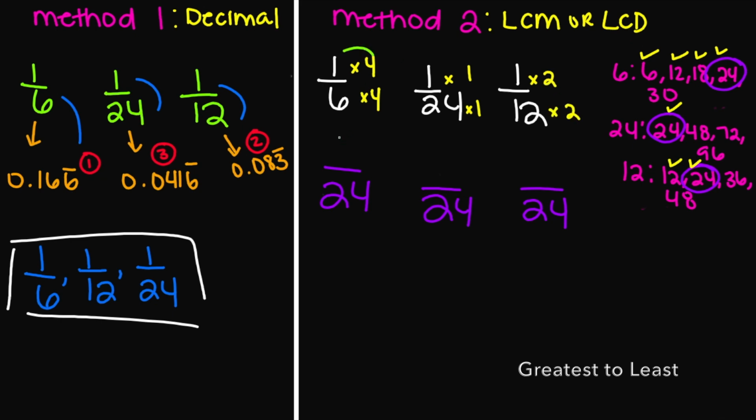1 times 4 is 4. 6 times 4 is 24. We got that. 1 times 1 is 1. 24 times 1 is also 24. And then 1 times 2 is 2. 12 times 2 is 24.